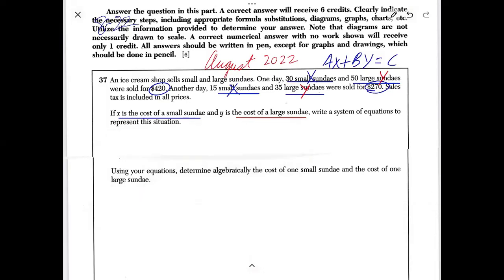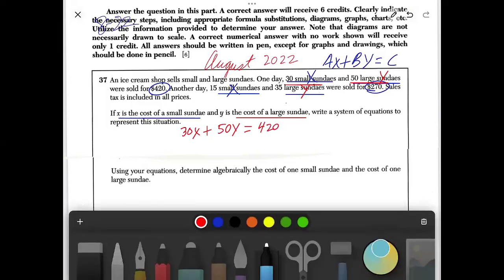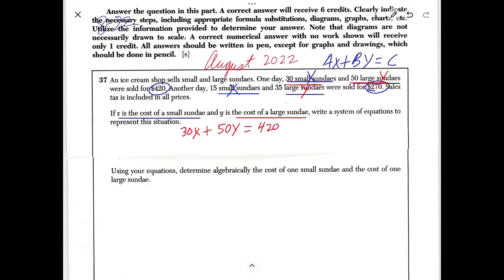So the first one is 30X plus 50Y equals $420. Second one, another day they went back. It was 15X plus 35Y equals 270. All right, so we got two equations. We got a system there. And this is 2 points, guys. An easy 2 points if I'm being honest.